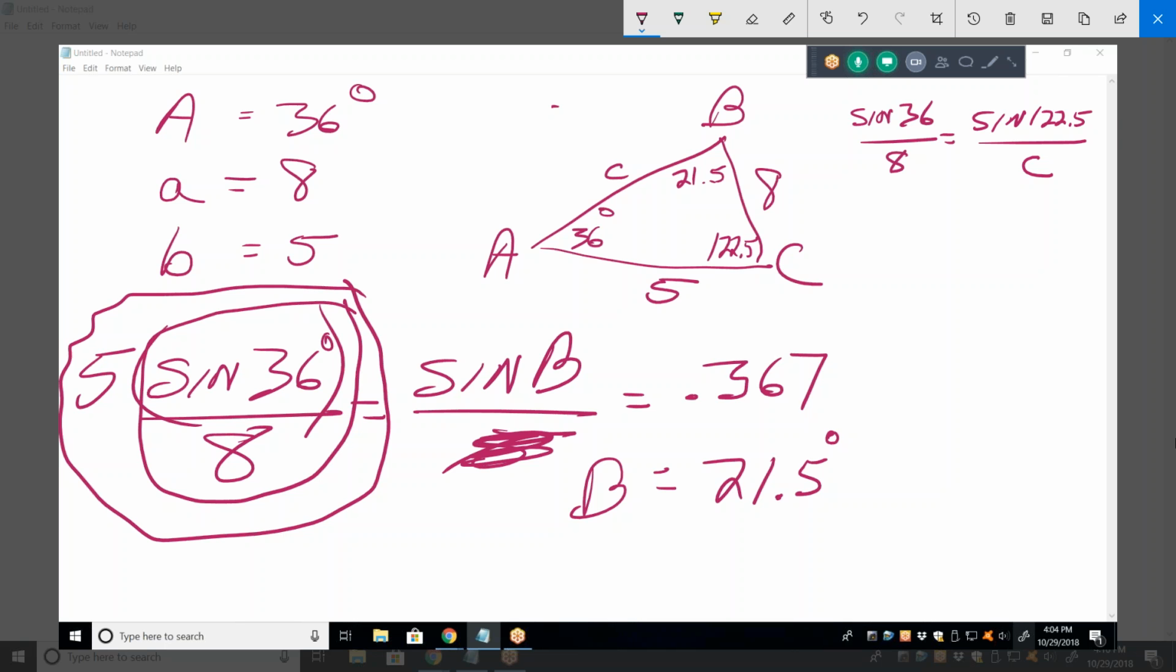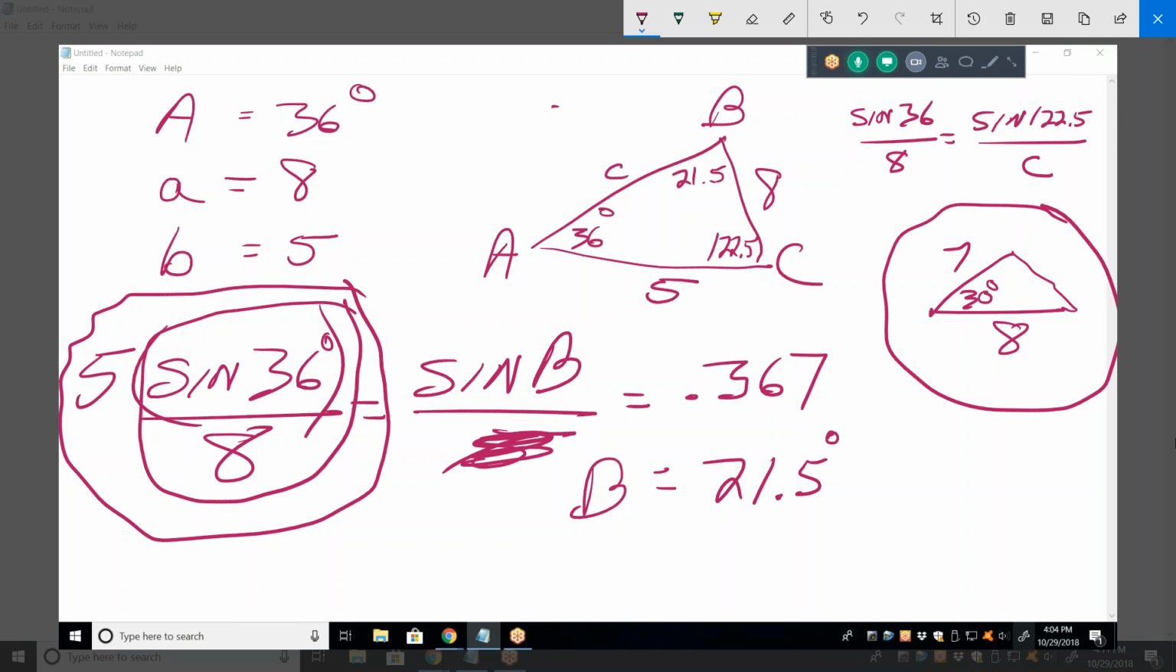If you have a situation like this, where you have that side and you have that side and you have that angle, well, now you can't use the law of sines. You would have to use the law of cosines. You still have three pieces of information, but I do not have the sine of an angle and its opposite side. And you have to have that in order to use the law of sines.